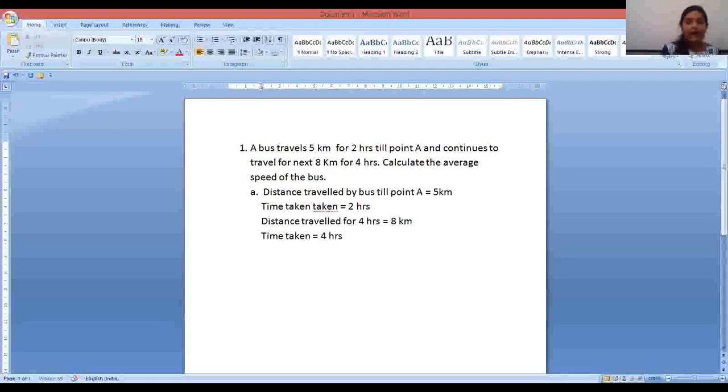Now I have two distance measures and two time measures. So what I'm going to do is find the sum of the distance and the time. I'll write here total distance traveled, which is equal to 5 plus 8. So 5 plus 8, what is the total? 5 plus 8 is equal to 13 kilometers. And then I will take total time.